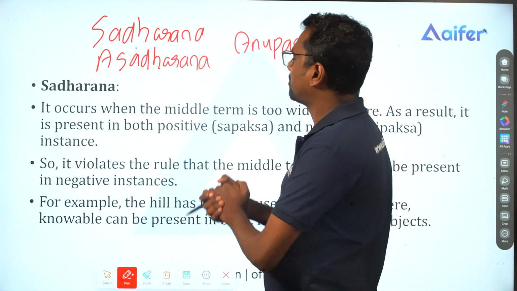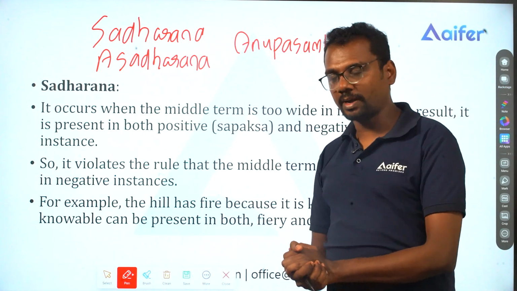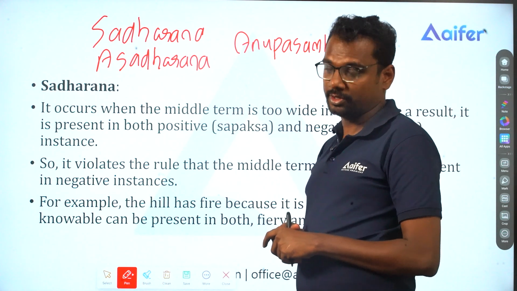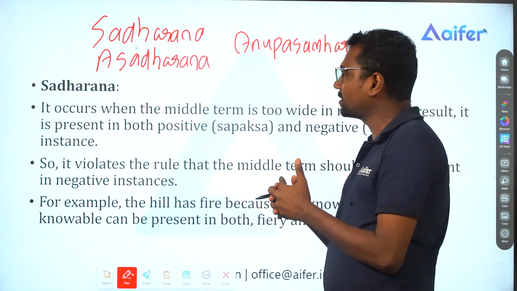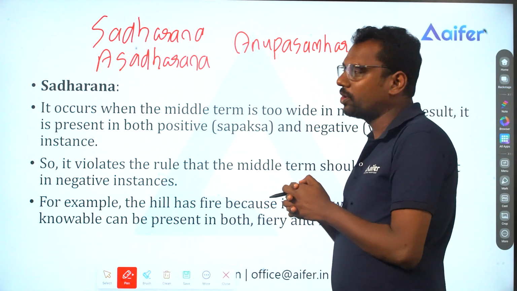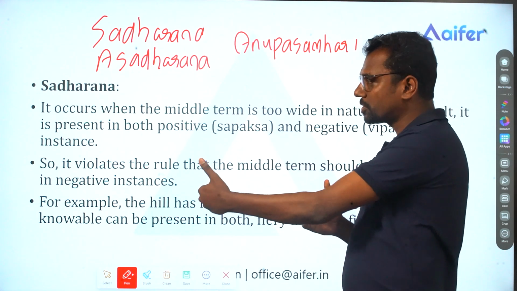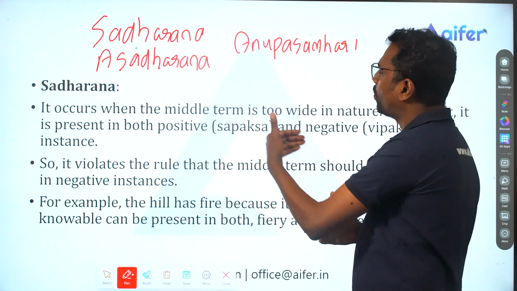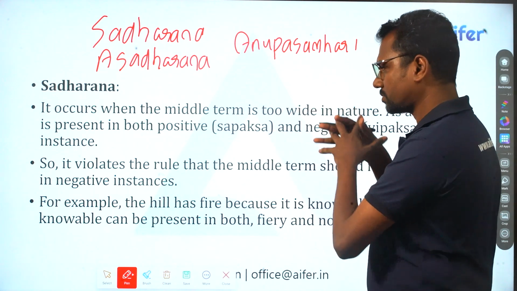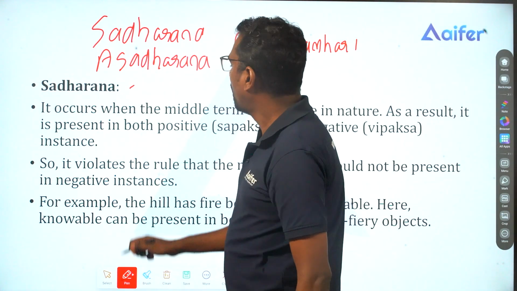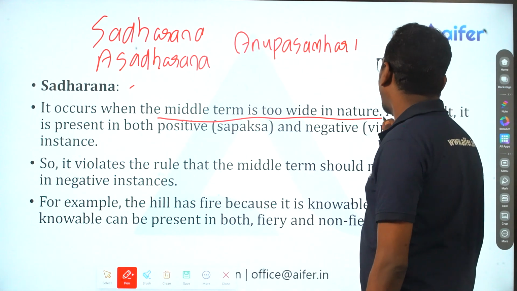Okay, so we have three types of Savyabhijara, or Anaikhantika. They are Sadharana, Asadharana and Anupasamhari. These are the three types of Savyabhijara. Sadharana happens when the middle term is too wide in nature.